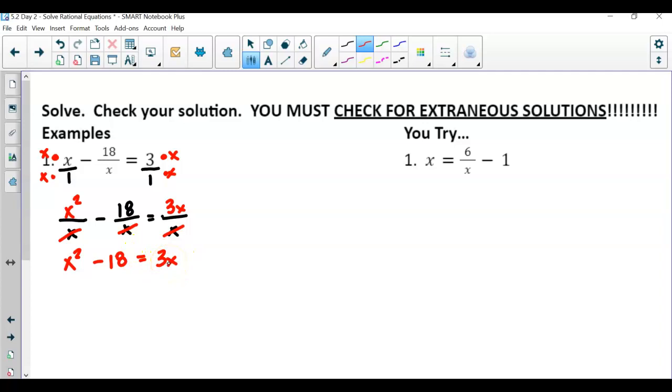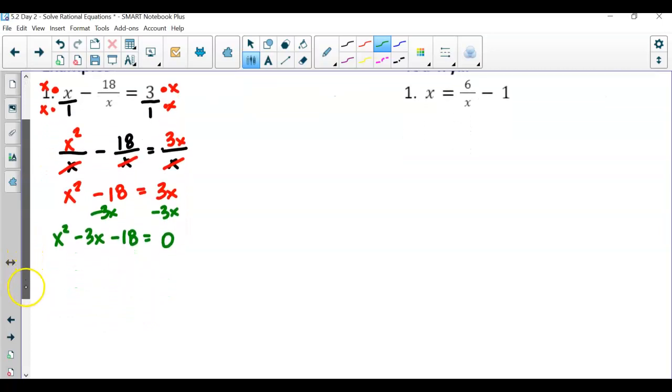Now I can go through and solve my equation. We're solving a quadratic here, so that means it has to equal 0 when solving. So I'm going to go ahead and subtract 3x from both sides. Now here I'm going to bring down my x squared. I cannot subtract 3x though from either of these because nothing is like terms. So bring down minus 3x minus 18 is equal to 0. Now we can solve the quadratic.